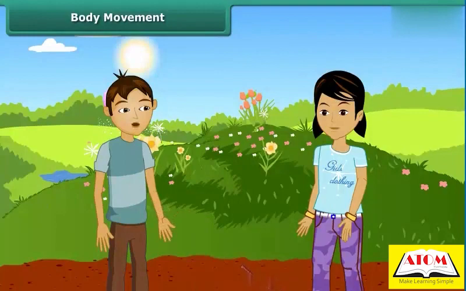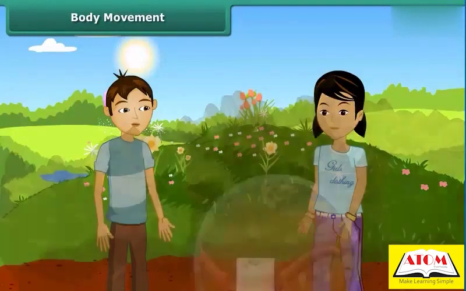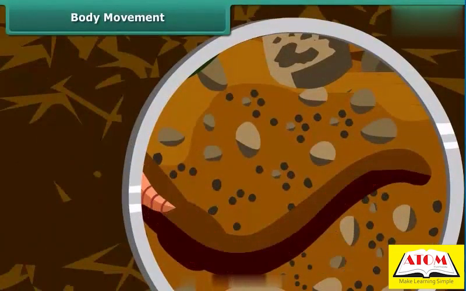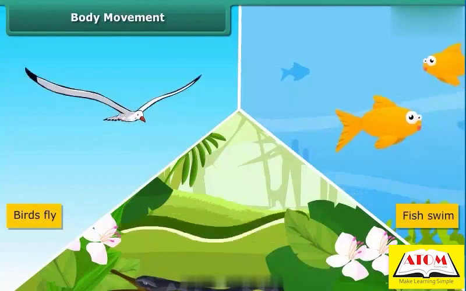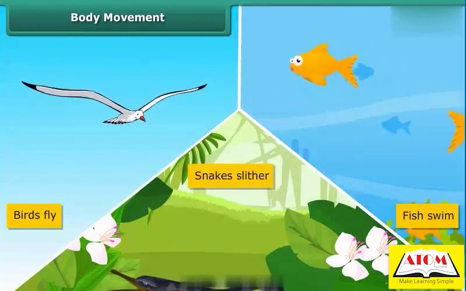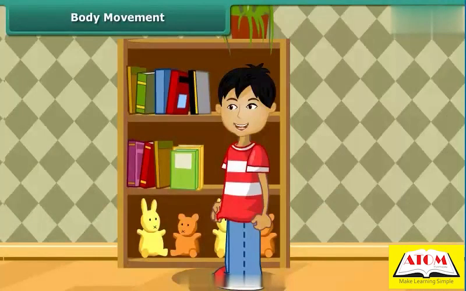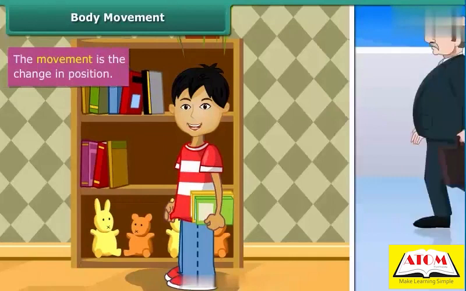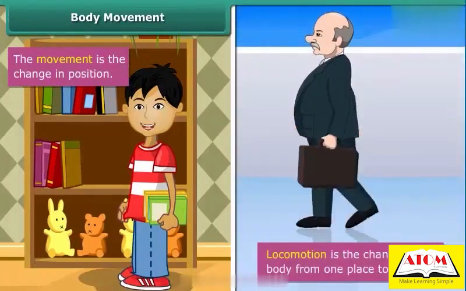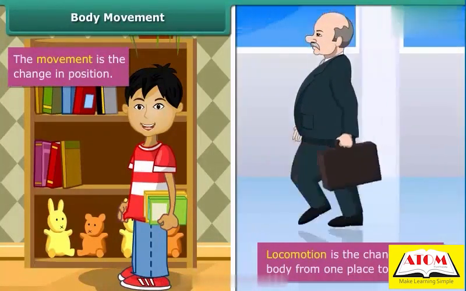Body movement. Look at the earthworm in the soil. How does it creep? Yes, as we walk or run, these earthworms creep or crawl. Birds fly, fish swim, snakes slither. Other than these movements, we also move various parts of our body, like when we pick up a book, we move our hand. Movement is the change in position, while locomotion is the change of the body from one place to another.